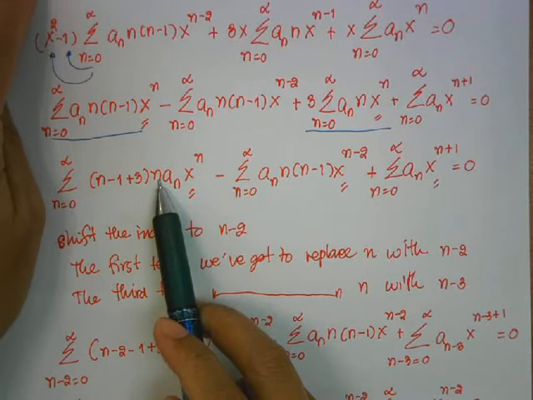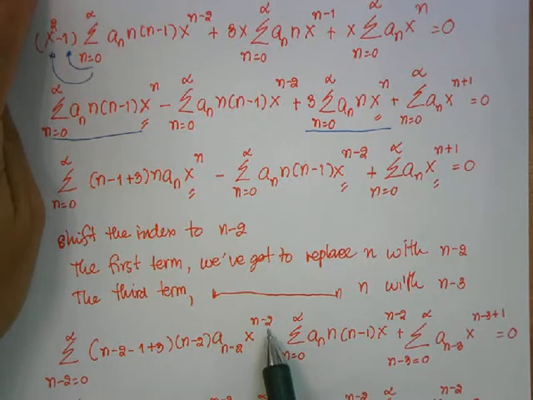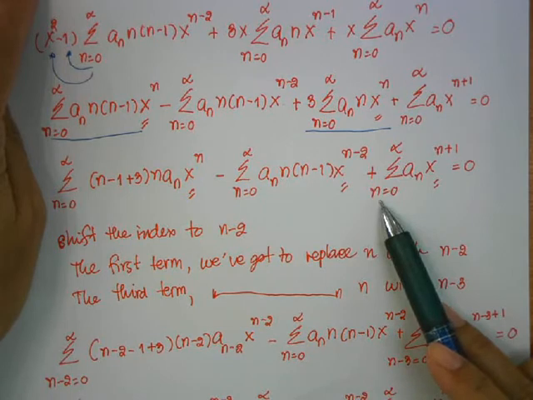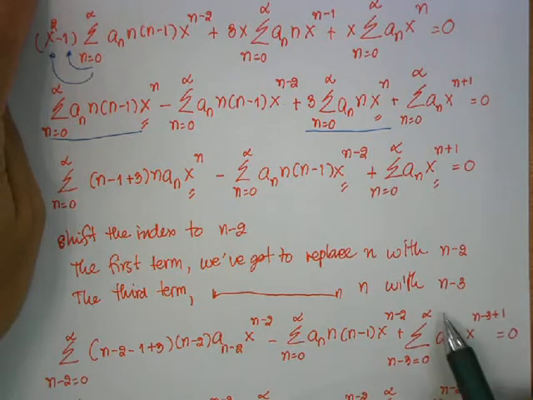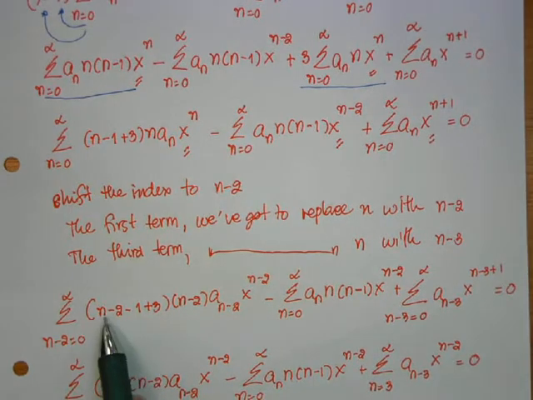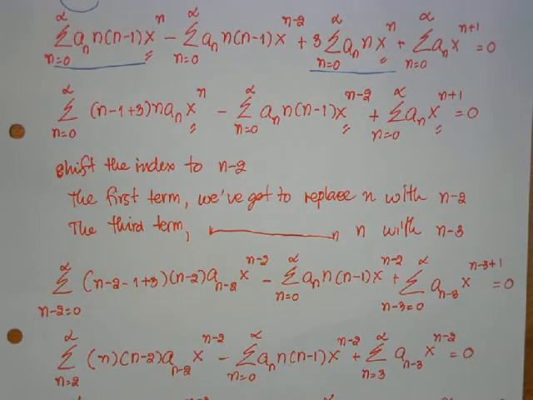And this n is n minus 2. an become an minus 2 and x to the power of n minus 2. The second term, we didn't do anything. The third term, we put n is equal to n minus 3. So we get n minus 3 equal to 0 of an minus 3 times x to the power of n minus 3 plus 1 equal to 0. Now, we're about to have all the terms. This one, n minus 2 minus 1 is minus 3 plus 3 equal to n. Okay? And this n minus 2 is equal to 0, so n starting from 2.